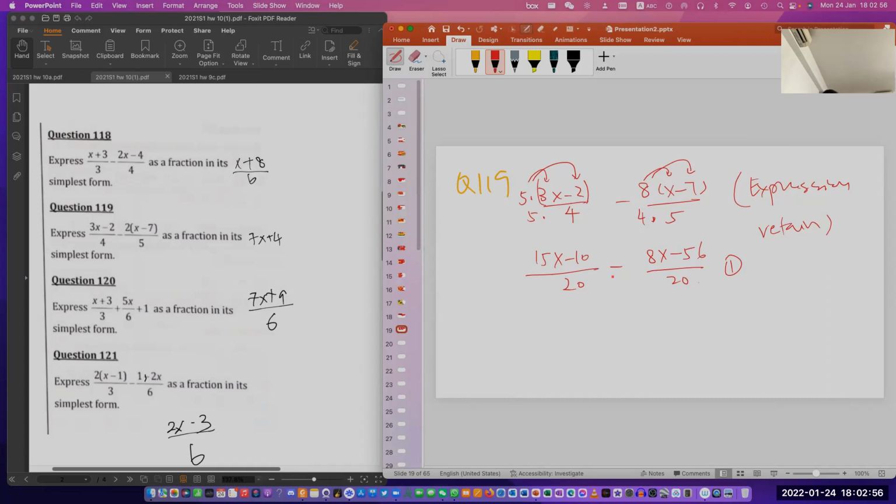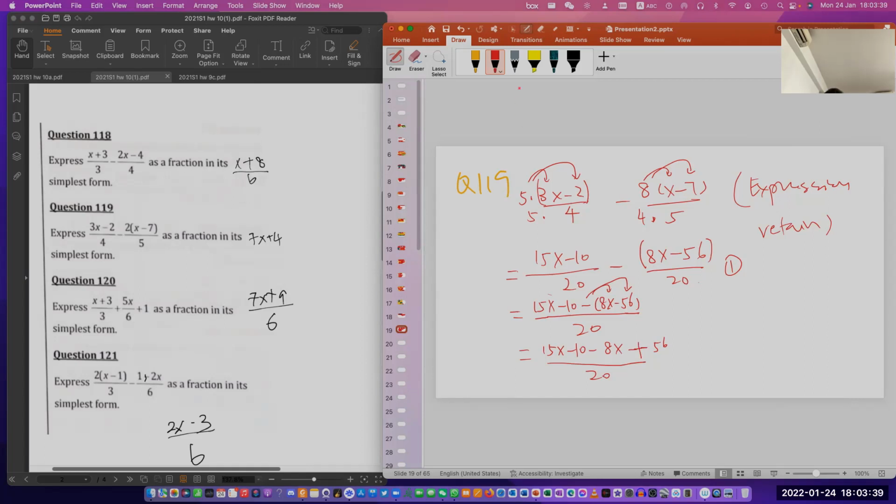When you have a minus sign here, you apply the bracket to the term behind. So now you go and combine it. You have 15x minus 10. Before I open the bracket, I better copy down the entire question first. Then I show the first arrow and then the second arrow. So what I get is 15x minus 10 minus 8x, minus 56. So minus minus is plus.